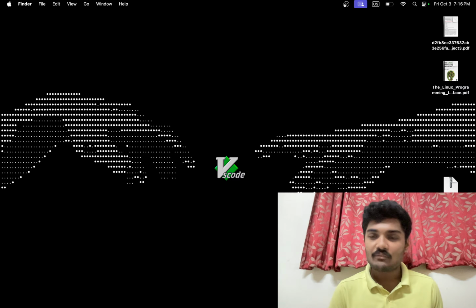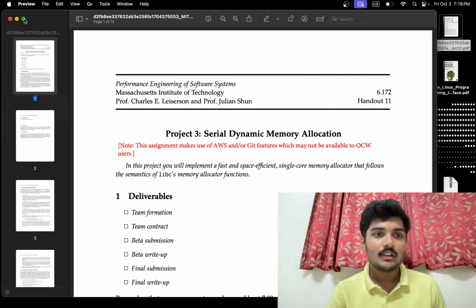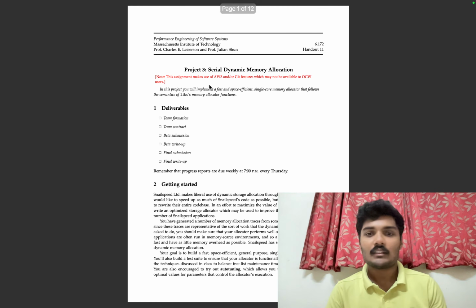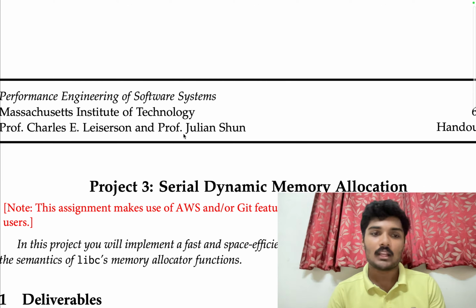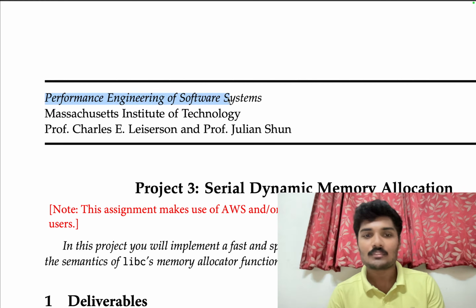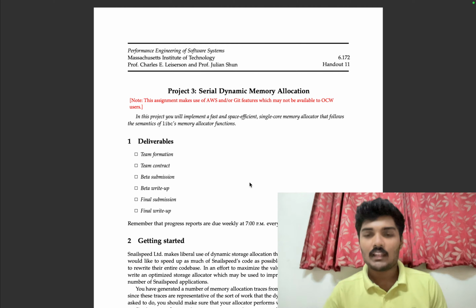So, the course that we are following, we are not necessarily following a course, but I'm making this project. So this is the project for anyone new. This is the project that I'm making. It's called Serial Dynamic Memory Allocation. It's one of the MIT courses, Performance Engineering and Software Systems. You can look it up, and the lectures are present on YouTube as well as on our platform.